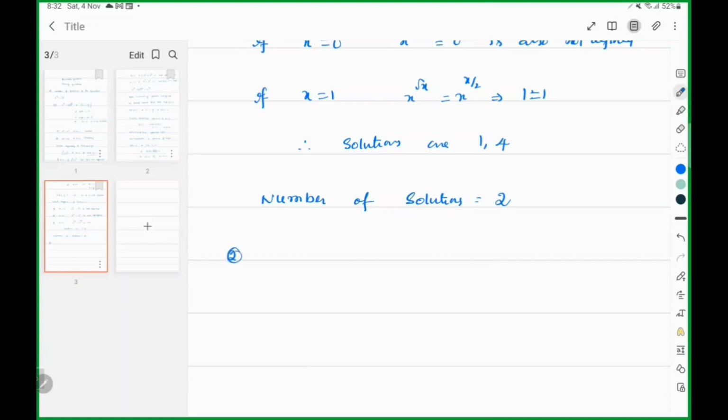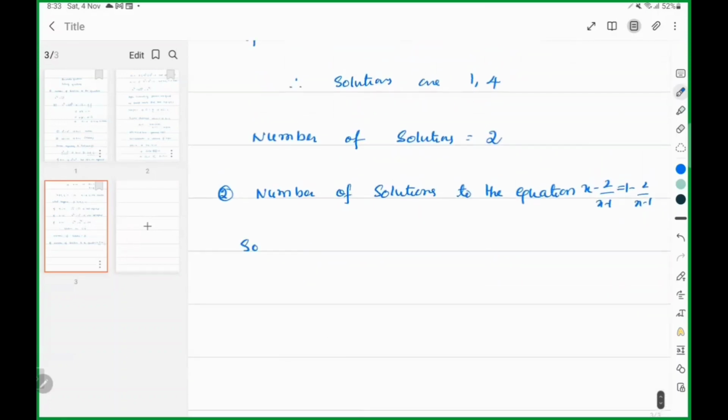Second question, through each problem you can overcome one misconception. Number of solutions to the equation (x minus 2) by (x minus 1) equal to 1 minus 2 by x. Generally, what we do is LHS 2 by x minus 1, RHS 2 by x minus 1. So given problem, I am rewriting.